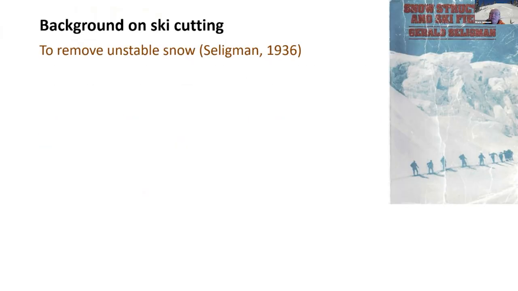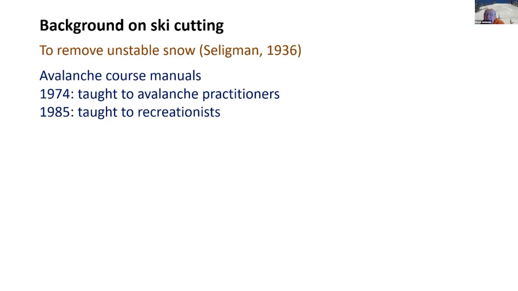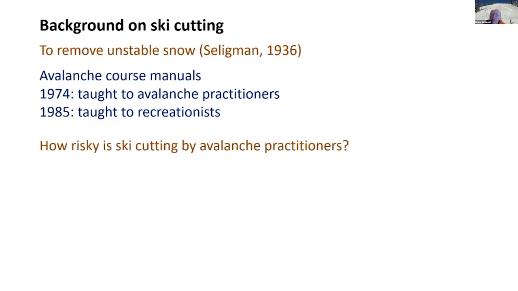As a way to remove unstable snow, ski cutting has been mentioned in publications going back to 1936, which is about the earliest avalanche publication in English that I know of. According to some of the avalanche course manuals on our bookshelves, ski cutting was being taught, at least in Canada, to avalanche practitioners in 1974 and to winter recreationists in 1985. And there were papers by Doug Richmond and Vesely that identified patterns in near misses and ski cuts resulting in injuries. And then in a 2019 paper, my colleagues and I estimated the risk of ski cutting by avalanche practitioners, and that led to 3 shorter publications and a video with similar content.